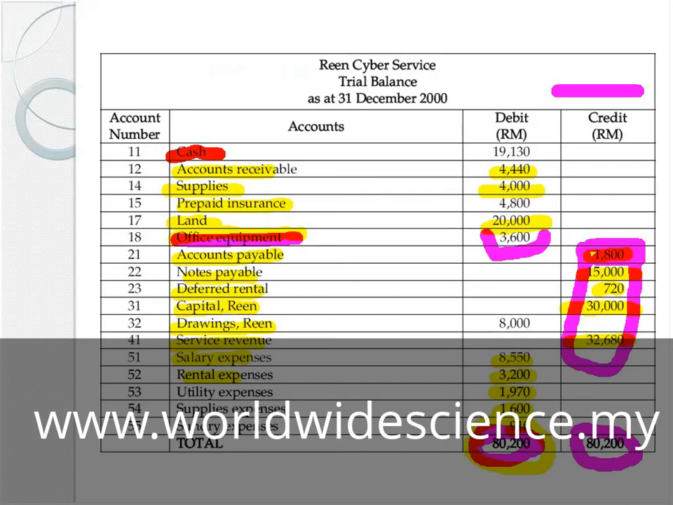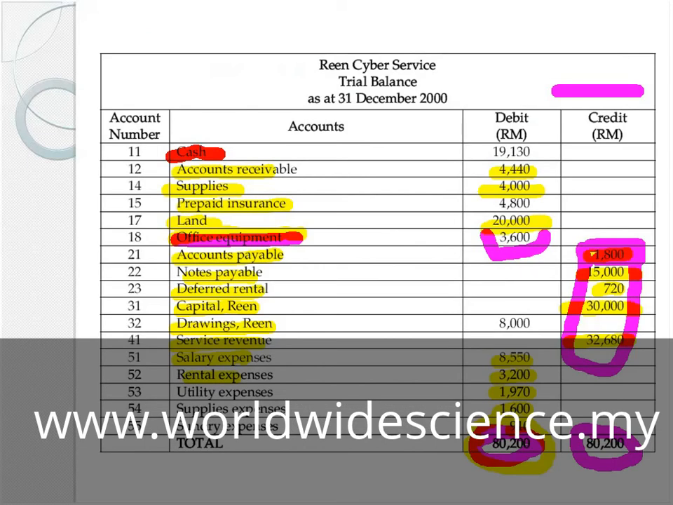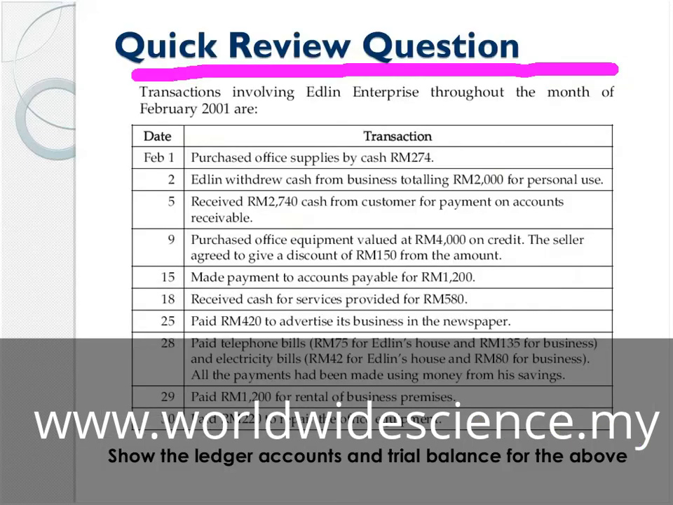Next one, Adeline withdrew cash from the business totaling 2,000 for personal use. Do you remember, this is drawings? Where should we put it, on the debit or credit side, right? This is your homework, so do it for the next session, where we will check the correct answers. This is homework. So let's move to the next one.